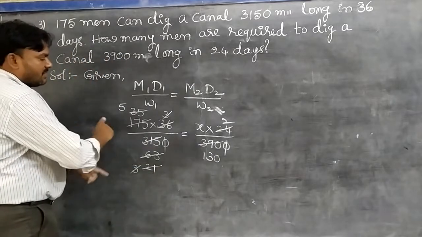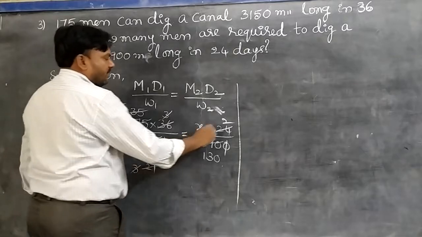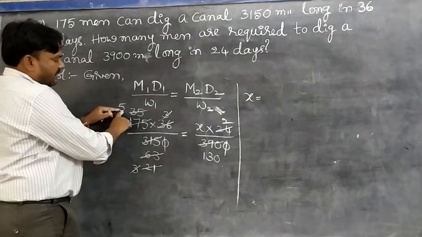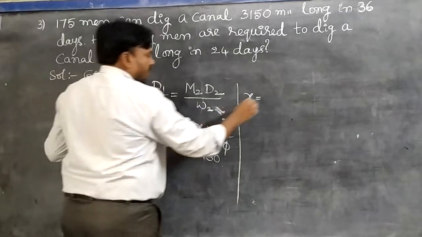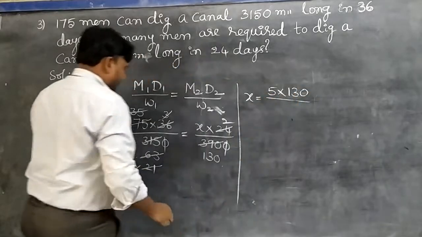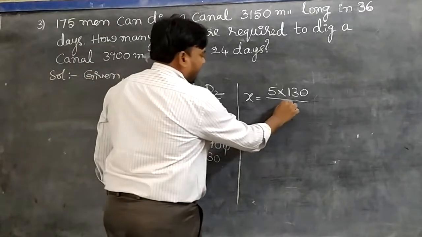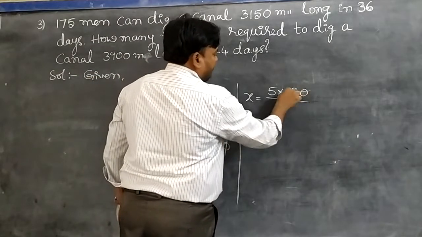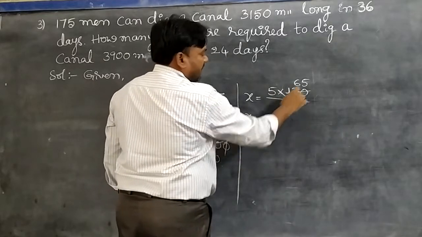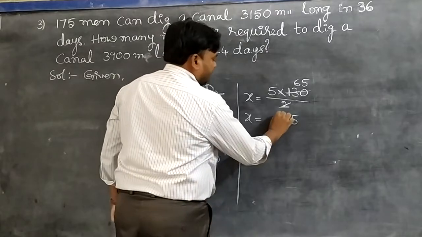So then go for cross multiplication. So then that implies here x equal to, here remaining value is 5, loss of cross multiplication. 5 into 130 by remaining not there here. These two transfer left side becomes divisible by 2. 2 6 are 12, 2 5 are 30. Finally x equal to 5 into 65. 5 5 are 25, 5 6 are 30, 325.